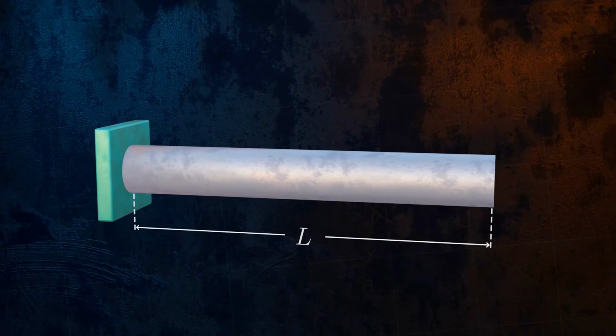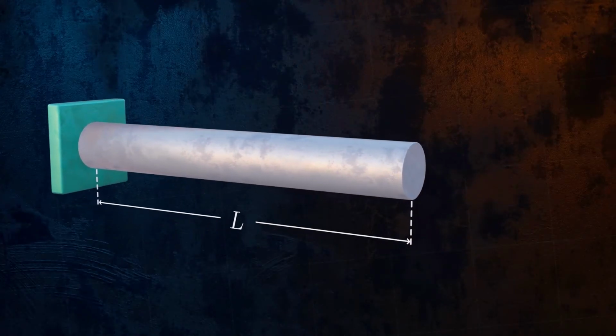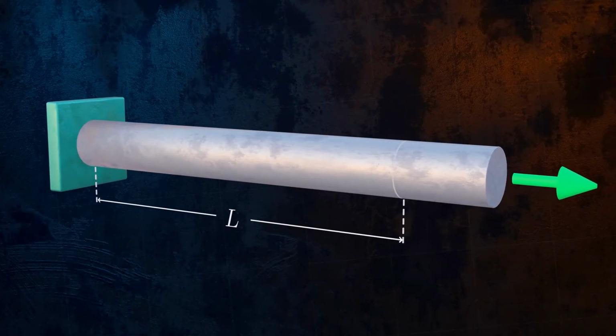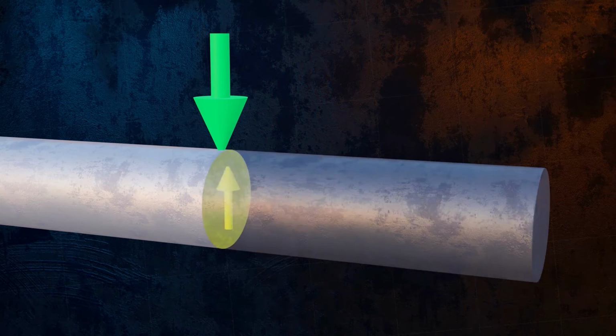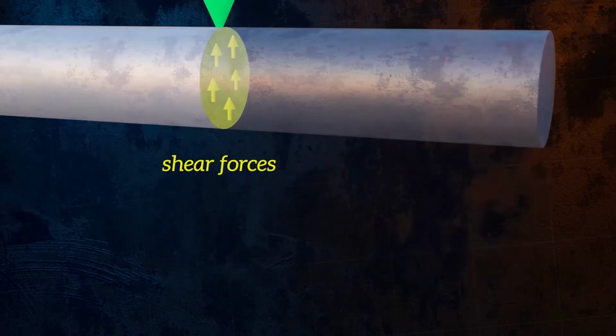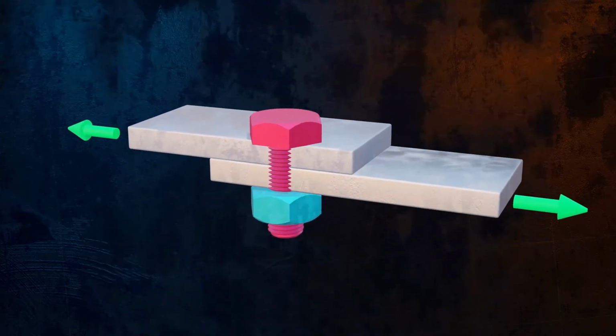If we fix our bar at one end and apply a force to the other end, the force will cause the bar to deform. The other type of stress is shear stress. If our bar isn't loaded along its axis, but instead perpendicular to its axis, like this, the internal forces that develop within it are oriented parallel to the bar's cross-section. These internal forces are called shear forces. Shear loading is common in bolts, for example.